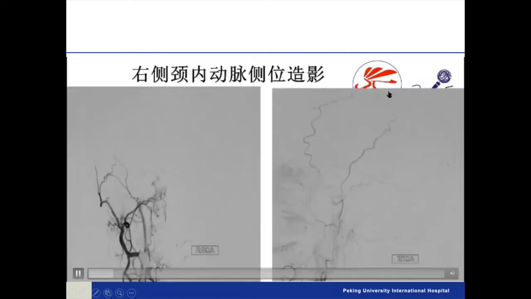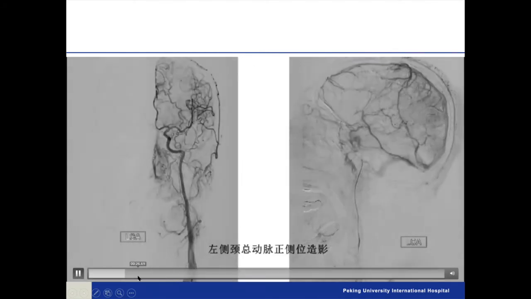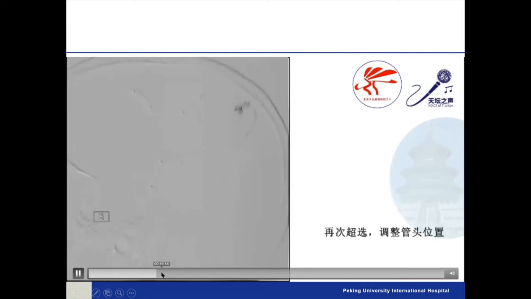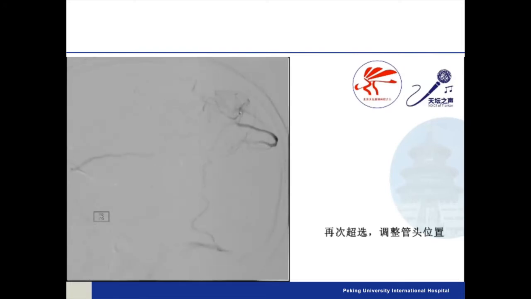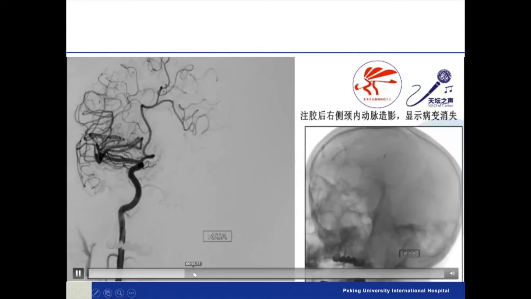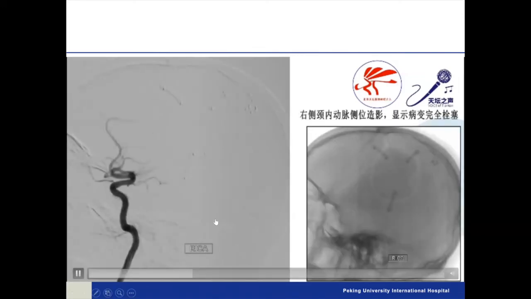So we can see there's the first surgery to remove the hematoma. And then here's the AVM nidus. After embolization, it cannot be seen, but because the catheter cannot be taken out, we do the surgery.